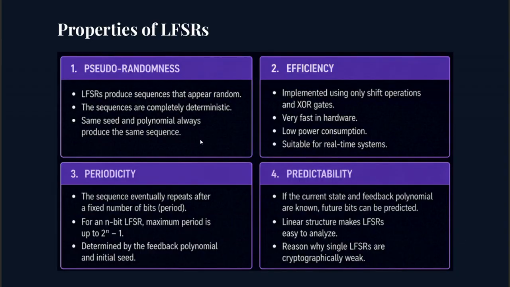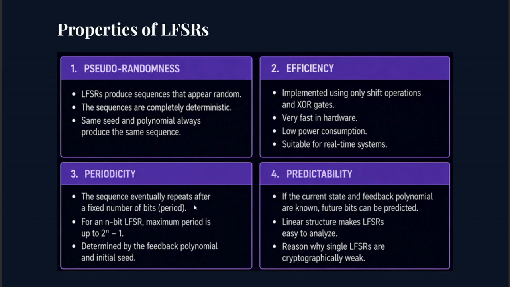Now let us study the important properties of LFSR. First property is pseudo-randomness. The generated sequence appears random even though the system itself is deterministic. If the same seed and the same polynomial are used again, the exact same sequence will be reproduced. Second property is efficiency. The LFSR requires only shifting operations and XOR gates. Because of this, they are extremely fast in hardware and consume very little power. This makes them suitable for real-time communication systems and embedded devices.